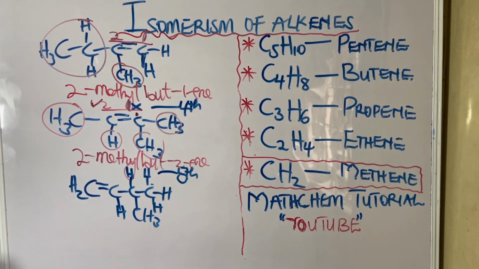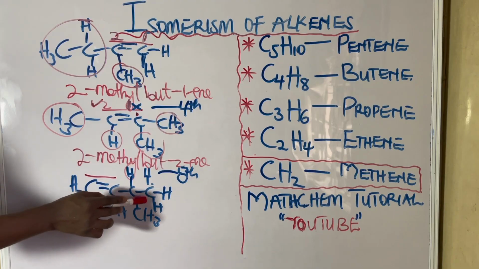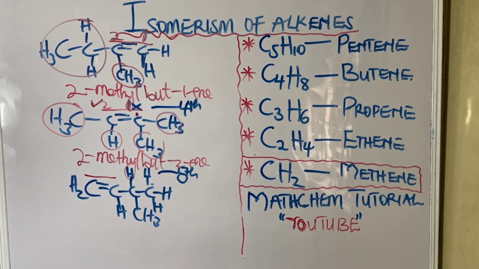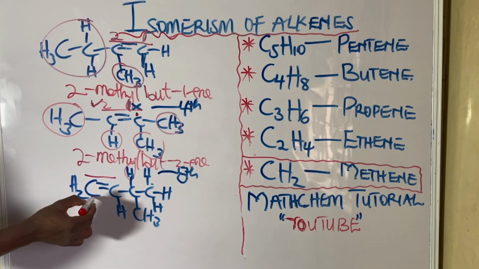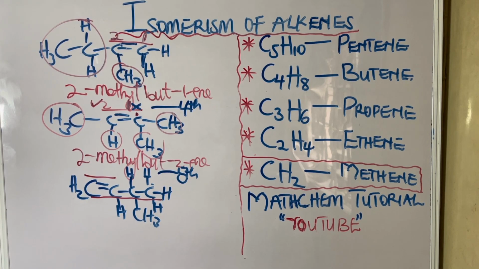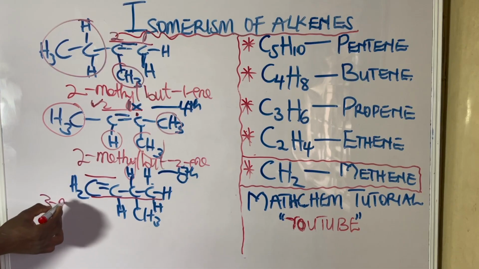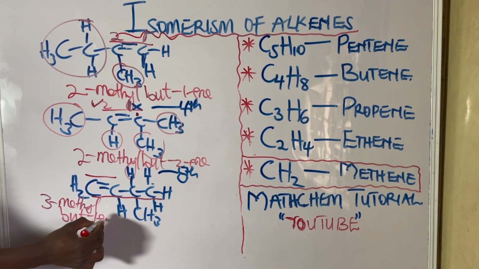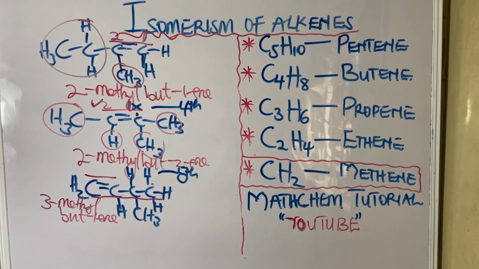So let's look at this compound. This is the C to C double bond, right? Okay. Then how many carbons do we have here? This is 1, 2, 3, 4, 5. How many hydrogens? This is 3, 6, 7, 8, 9, 10. So you have 10 hydrogens there. So naming this compound, this is the longest chain, right? So this compound is going to give us 3-methylbut-1-ene. So this is 3-methylbut-1-ene.